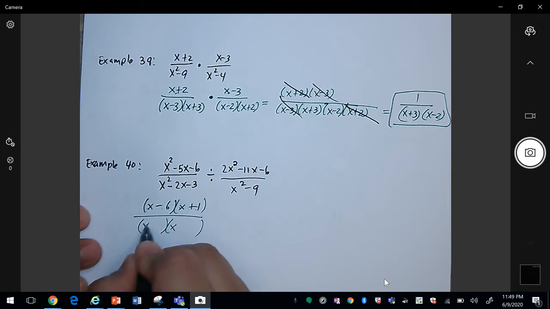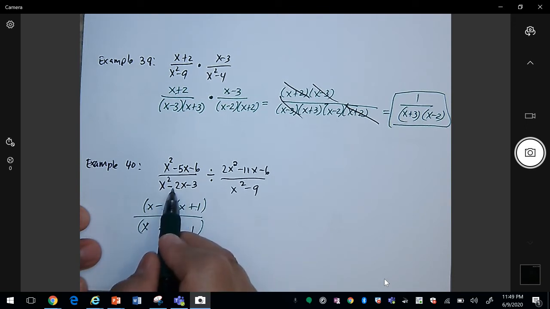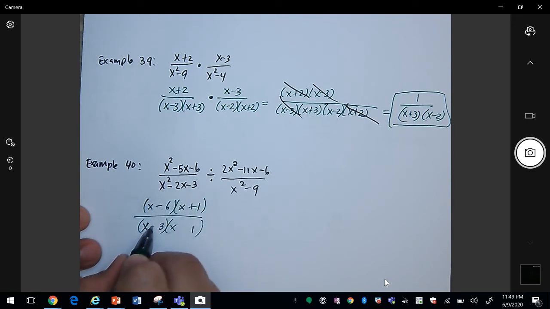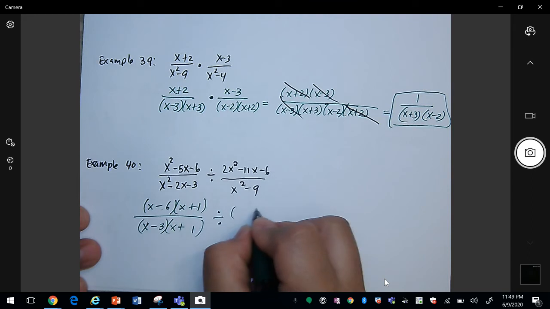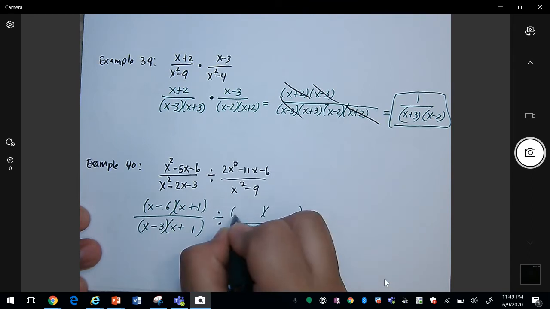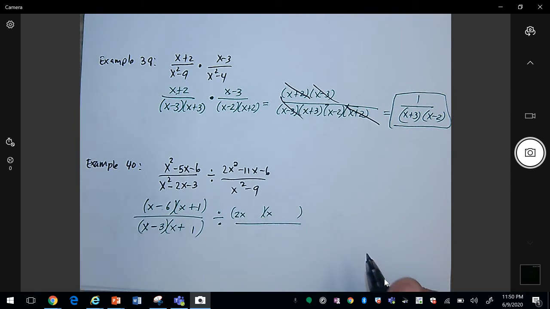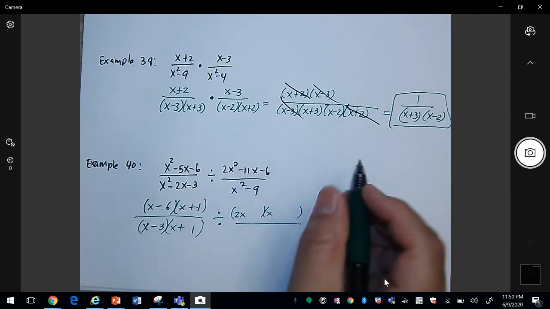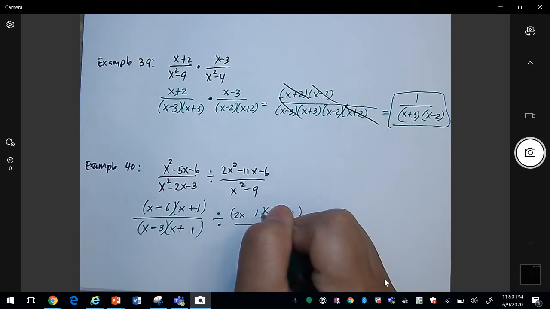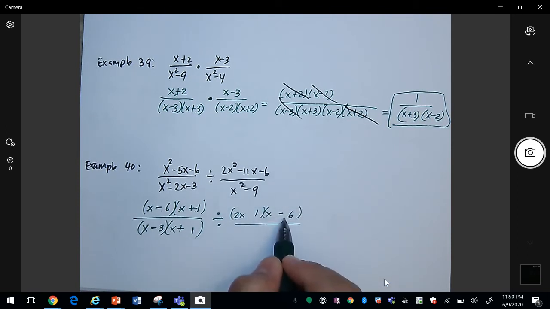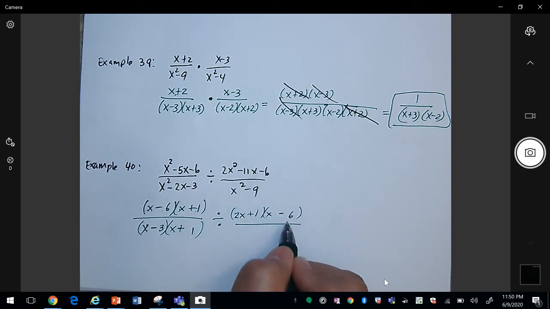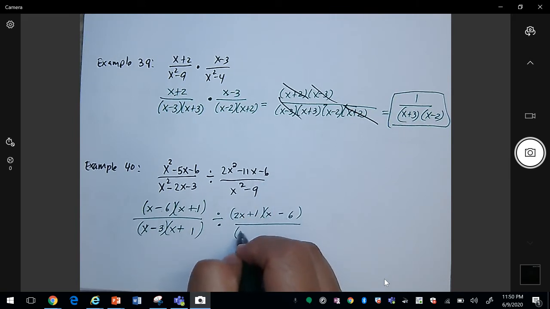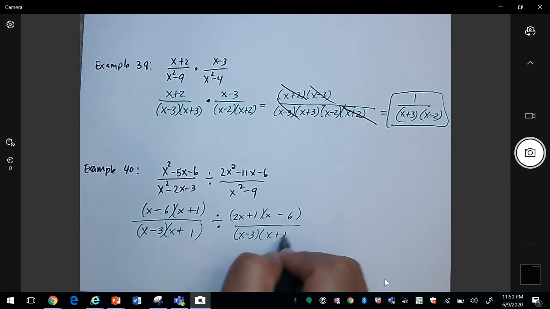Down here we have x times x for x squared, then we need a 3 times 1 with a negative 2 is negative, so the bigger number has to be negative. Divided by, and we can factor here. This would be 2x times x. We need to have an 11, so I can use 6 and 1. So 2x times negative 6 is negative 12. Plus 1x gives me negative 11x. Negative 6 times 1 is negative 6. x minus 3 times x plus 3 for the denominator.